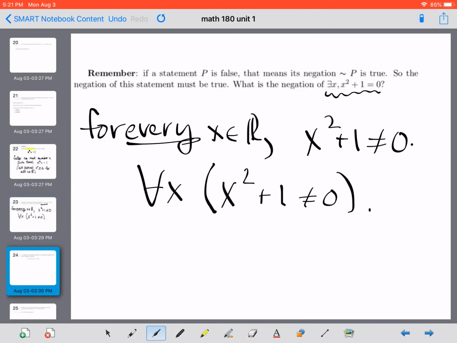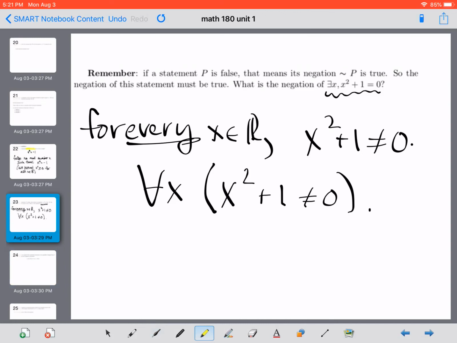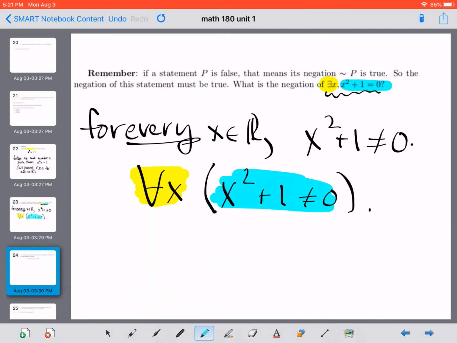Alright, now notice that when we negated that existential statement, the quantifier changed from exists to for all. And also the condition or the predicate, the stuff that comes inside the parentheses, also got negated. Right? So exists x became for all x, and then the predicate part, x squared plus 1 equals 0, got negated to be x squared plus 1 is not equal to 0. Alright? So we can say in general that the negation of the statement there exists an x such that p of x is going to be logically equivalent to saying for all x it is not the case that p of x is true.